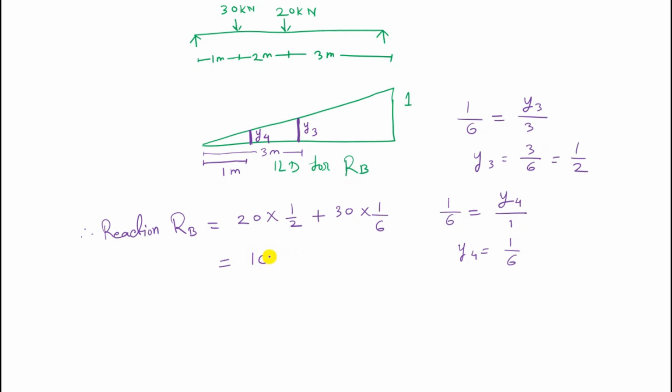This is 10 plus 5, so 15 kilonewton will be the reaction. So this is 35 kilonewton and this is 15 kilonewton. Okay, so it is 35 plus 15, that is total 50 kilonewton, and we have load 30 kilonewton plus 20 kilonewton, that is 50 kilonewton. So summation of vertical equals to 0. It is satisfied.